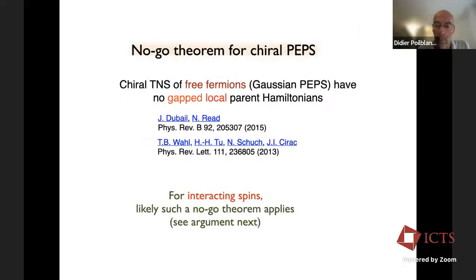But now we are facing a conceptual issue that was pointed out by Dubail and Read, and also by the group of Ignacio Cirac a few years ago: chiral tensor networks of free fermions, as they state, have no gapped local parent Hamiltonian. So if I have a gapped local parent Hamiltonian, my tensor network cannot really be its ground state. This is for free fermions, but people believe that it can be extended to interacting spins. So how do we face that?